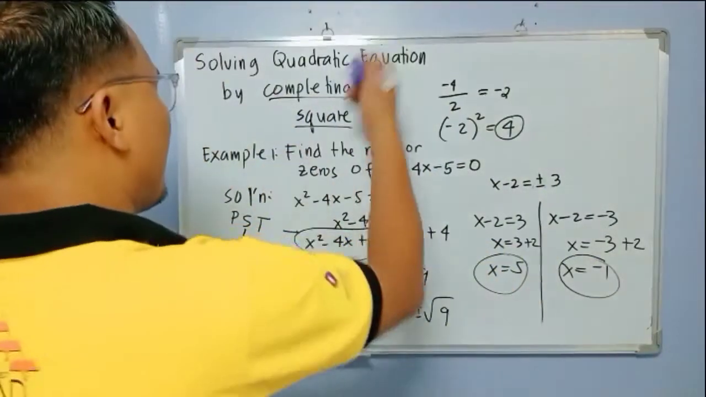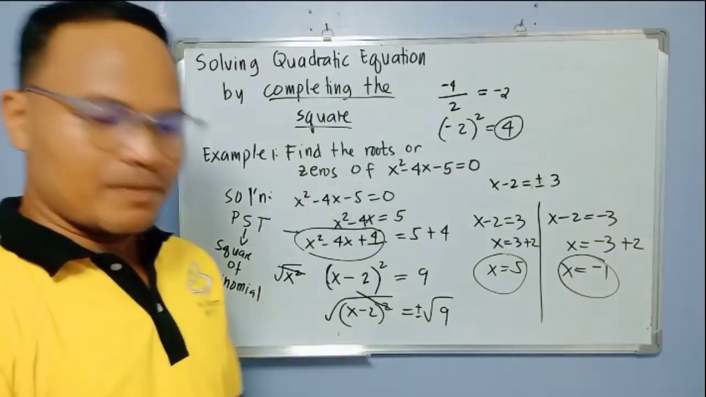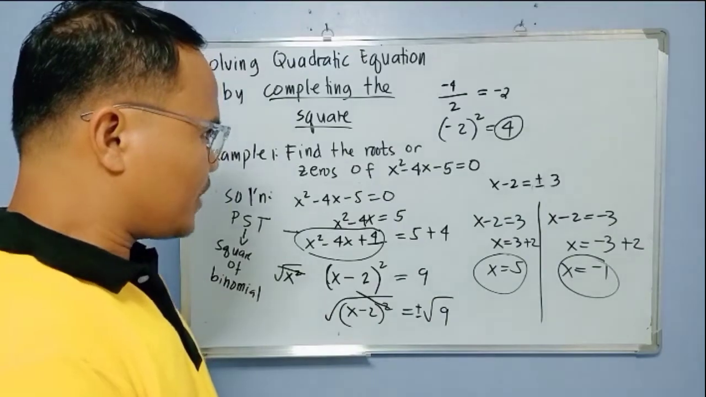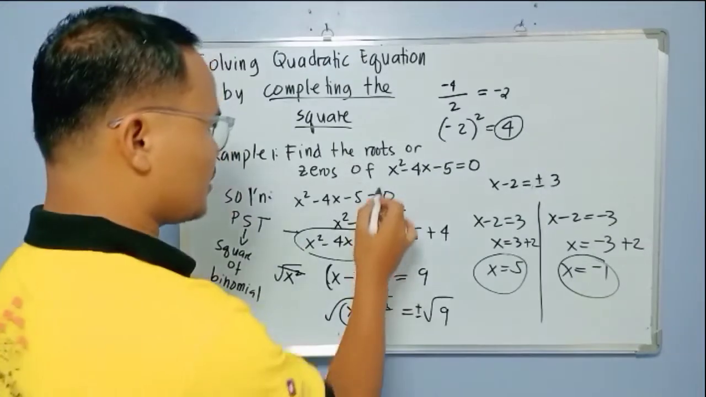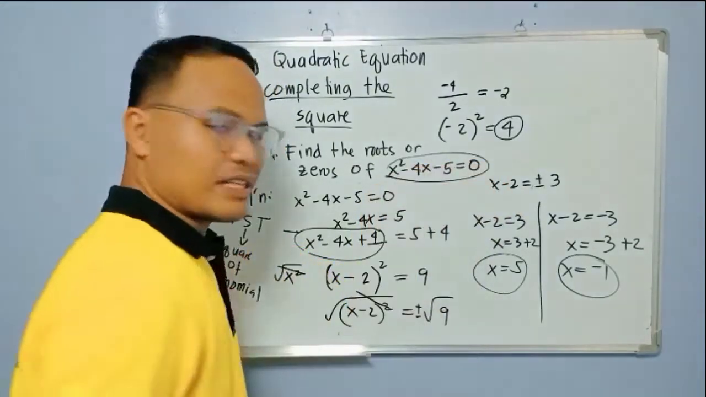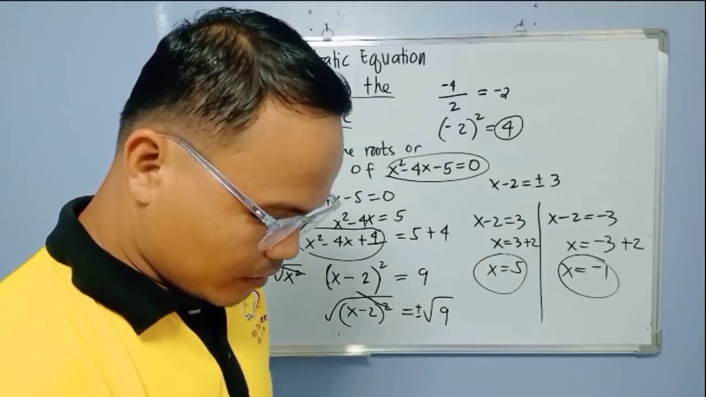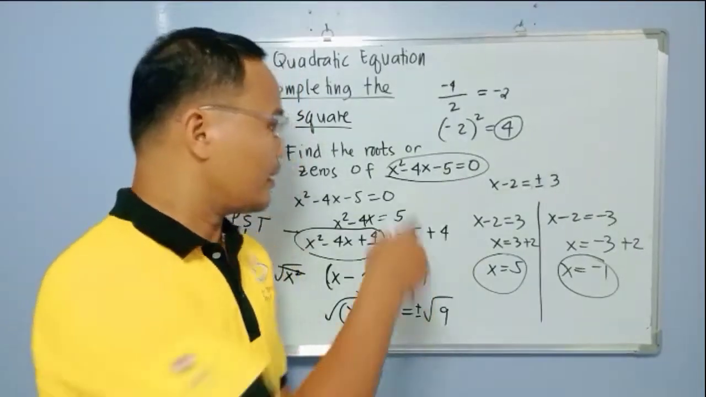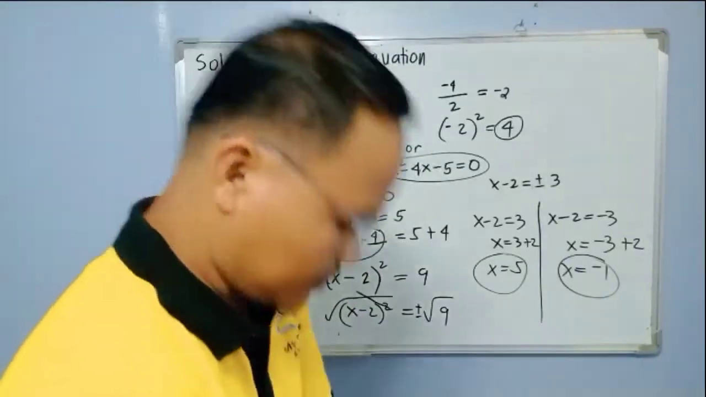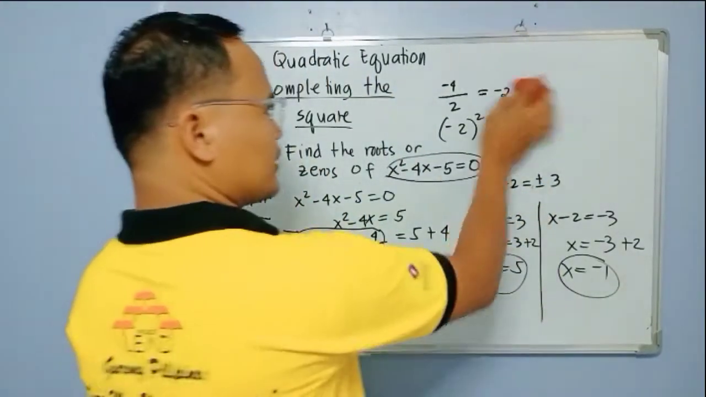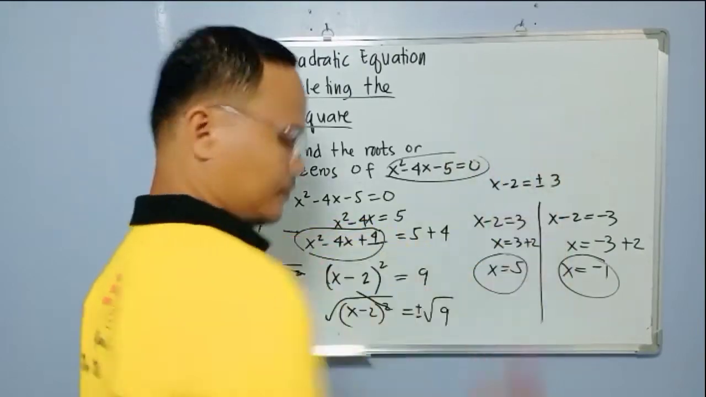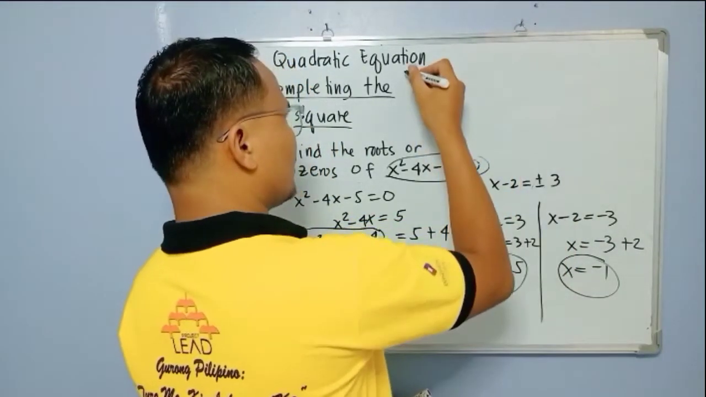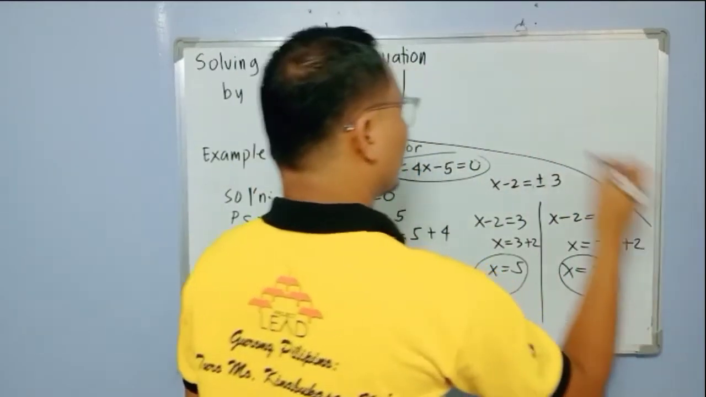Okay, that is solving a quadratic equation by completing the square. Now, if we use factoring in this equation, because this equation is factorable, we can factor this one. Okay? So I'm going to erase this one. By factoring, another solution by factoring.